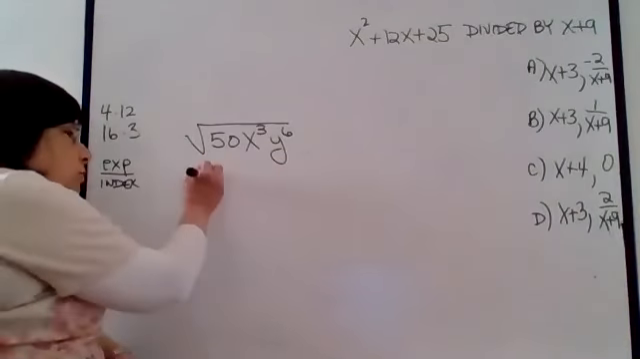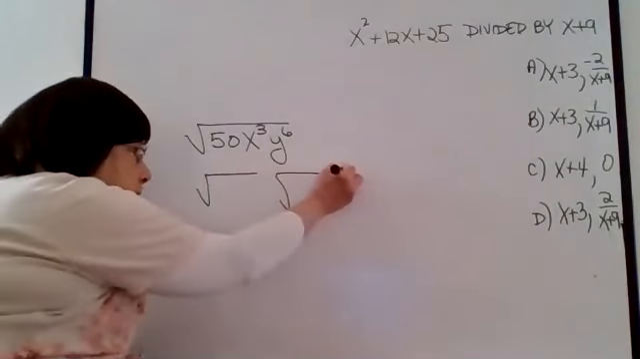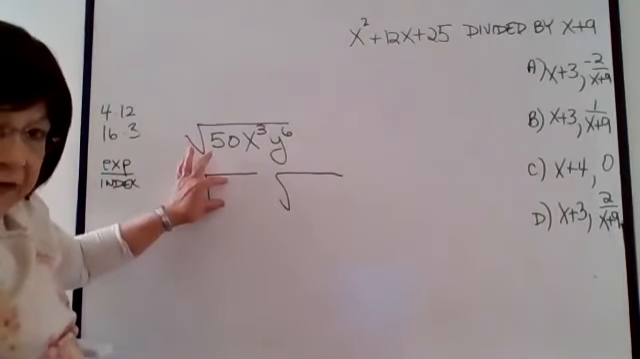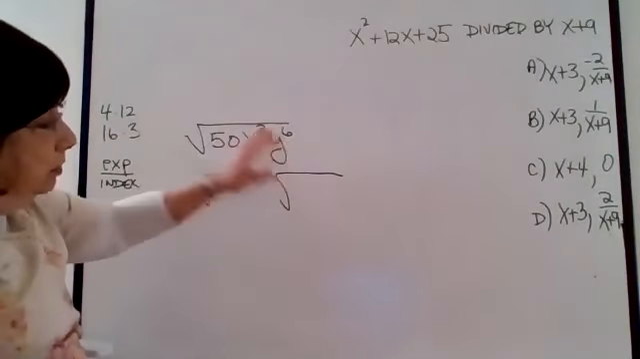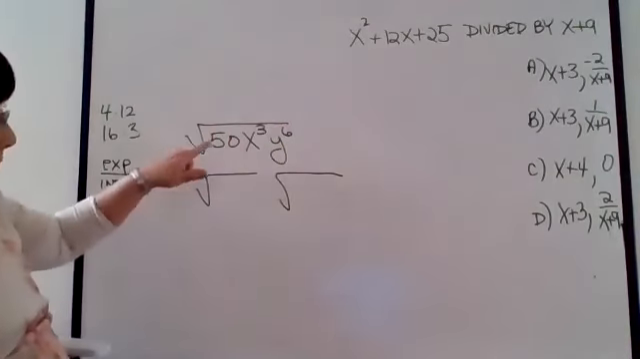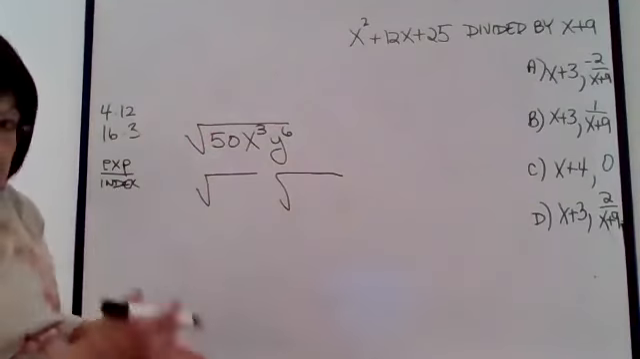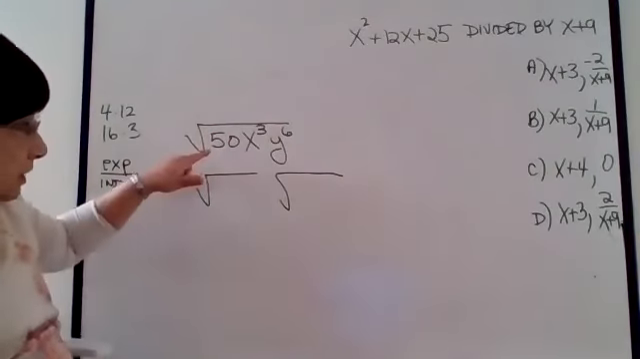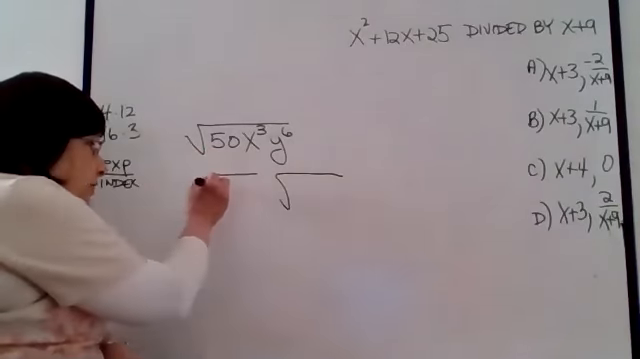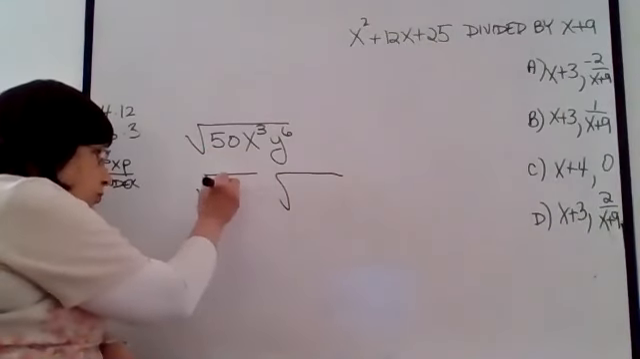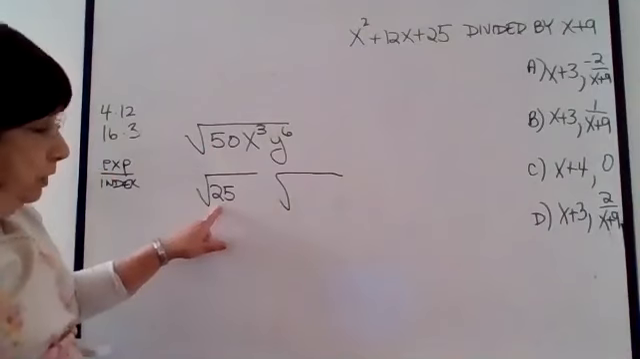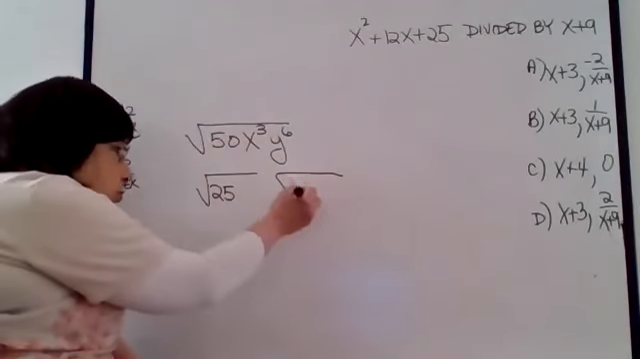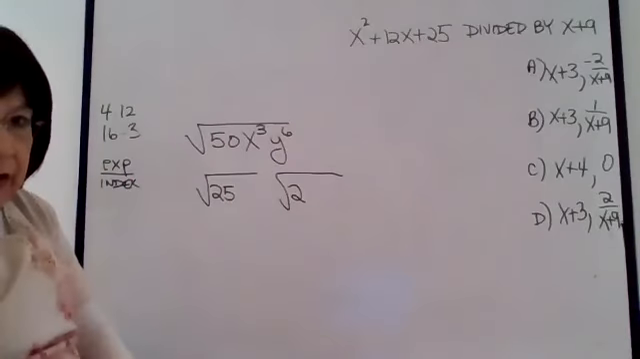So the first thing I'm going to do is rewrite this into 2 radicals. In the first radical, I'm going to put the perfect squares. In the second radical, I'm going to put whatever is left over. In other words, 50 could be broken down into 25 and 2. 50 is not a perfect square, but 25 is. I'll put the 25 in the first radical because this is a perfect square, and the 2 goes into the second radical.